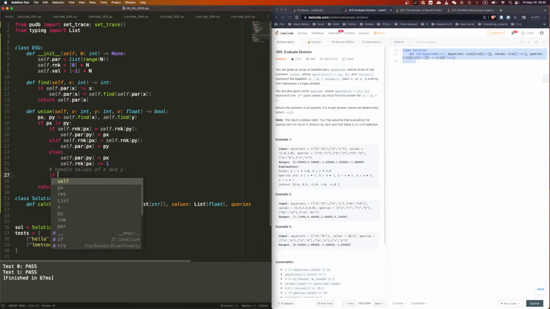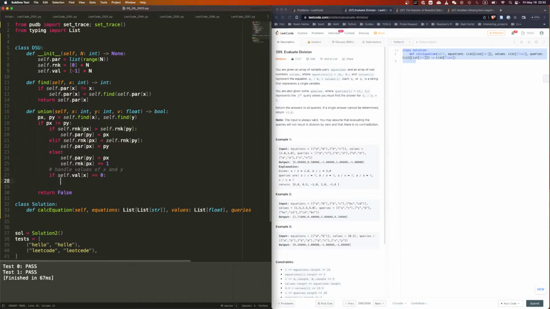So if self.val x is larger than or equal to 0, that means x has been found, then self.value y shall equal, because x divided by y equals v. So if x is defined, then y shall be x divided by v.